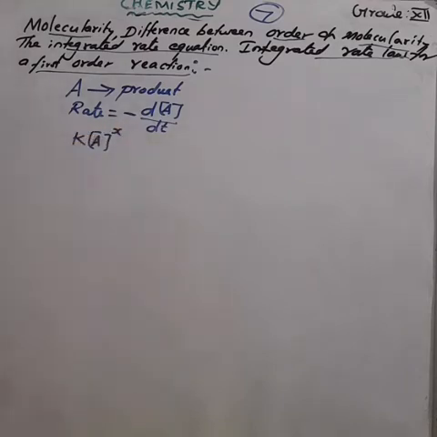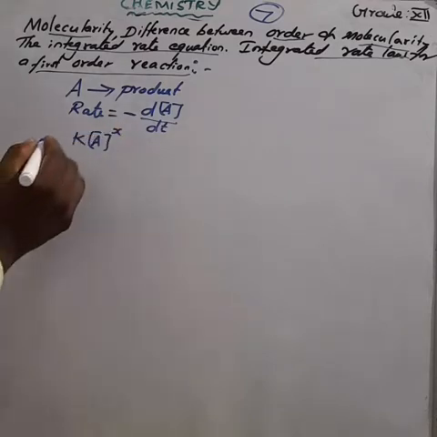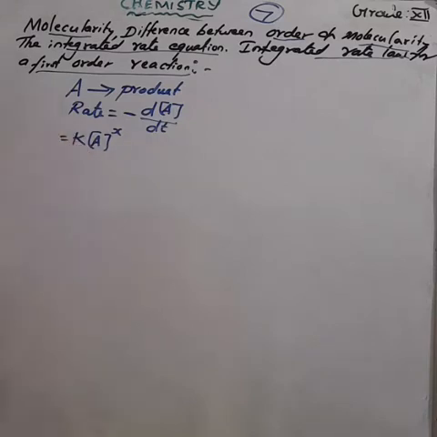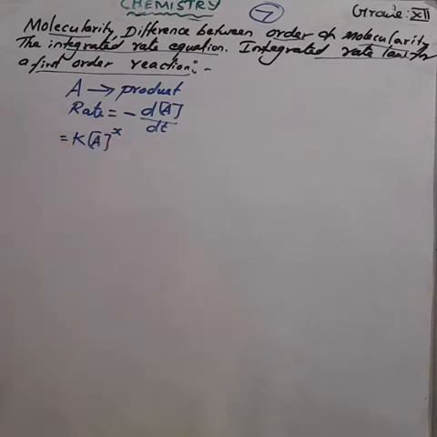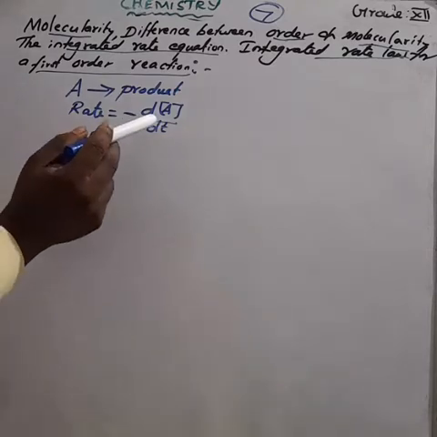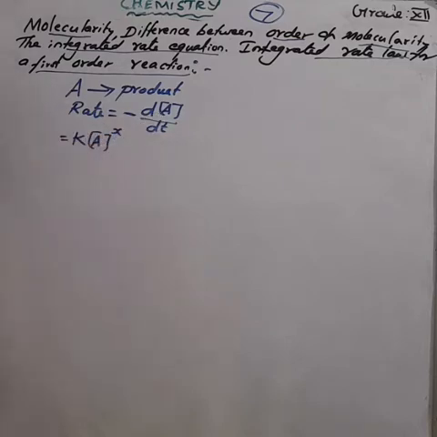Here, what is K and what is x? K is the rate constant, and x is the order of the reaction. It is one of the differential equations, that is, negative d[A] divided by dt. It gives the rate at any instant.